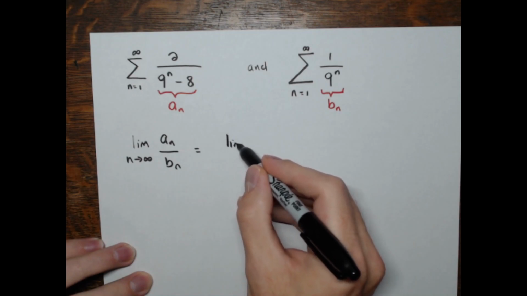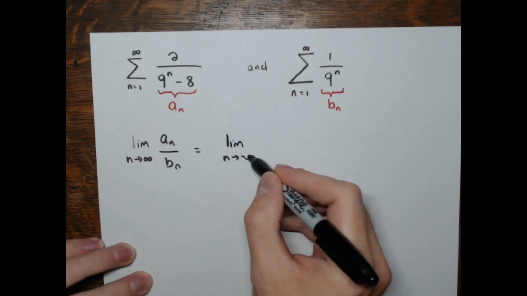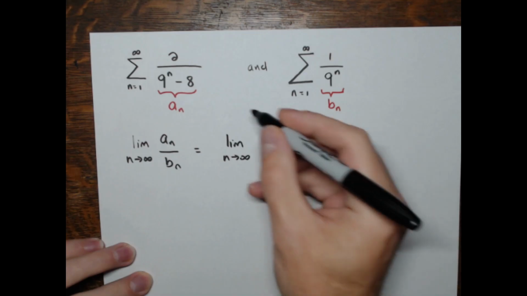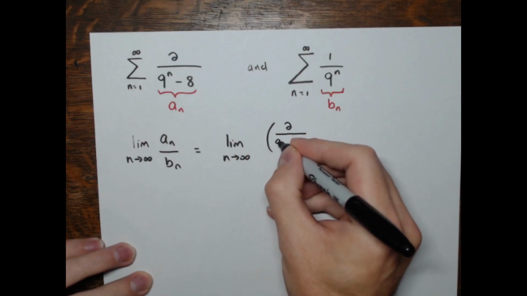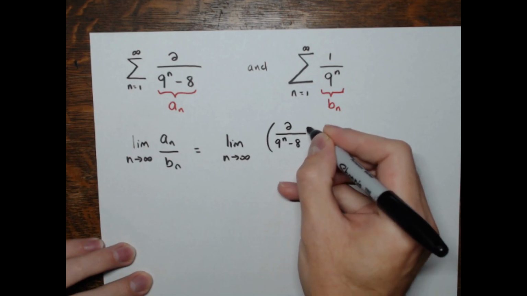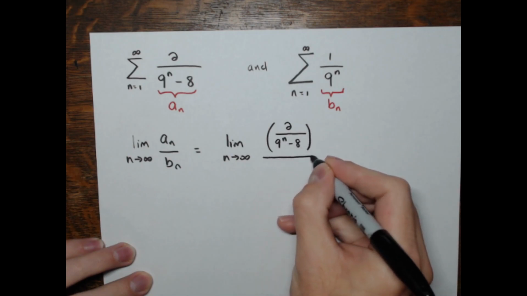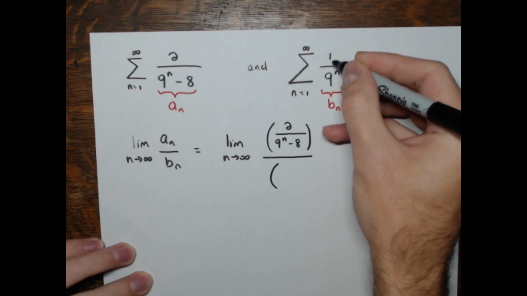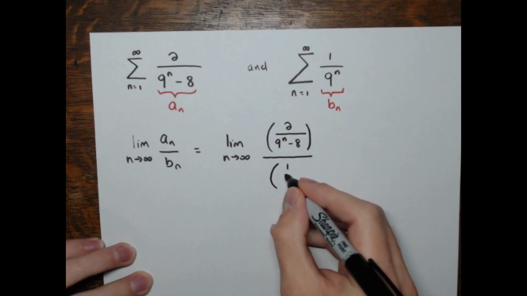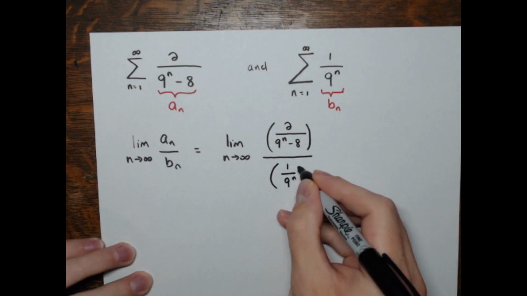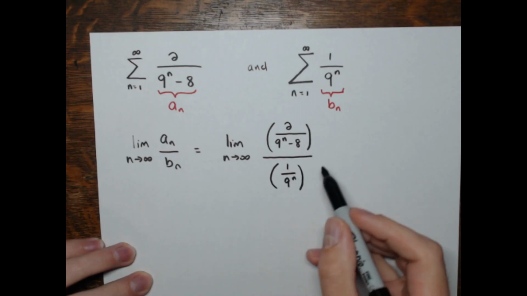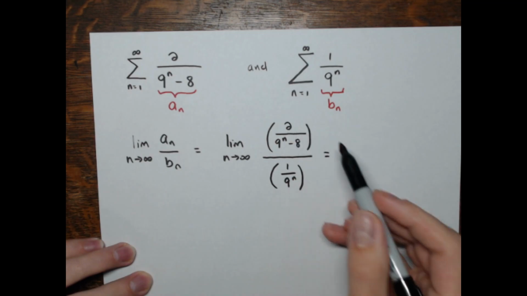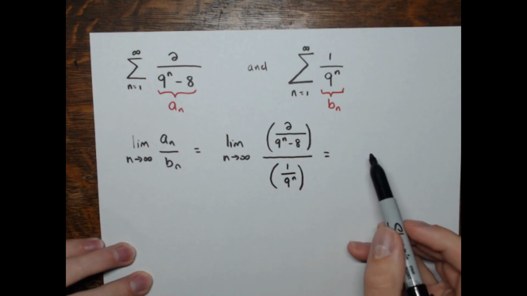Well, that'll be the limit as n goes to infinity of the a sub n, the terms of this series, which look like 2 over 9 to the nth minus 8, divided by the b sub n's, the terms of this other sum, which look like 1 over 9 to the nth. Now, dividing by 1 over 9 to the nth is the same thing as multiplying by 9 to the nth.